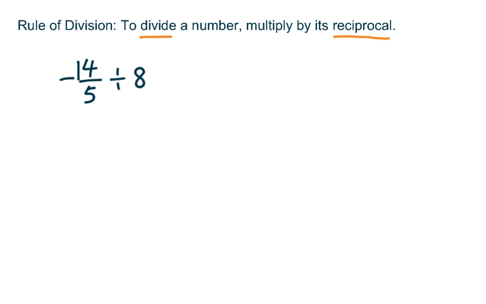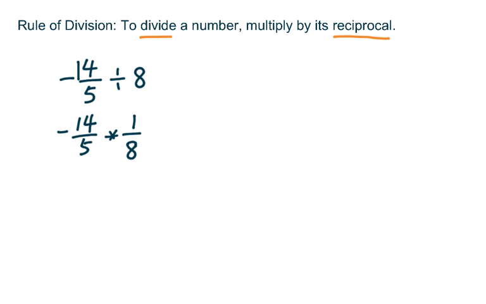The next example is negative 14 over 5 divided by 8. So it's a fraction divided by a whole number. What we need to do is again follow the rule. So we keep the first number and multiply by the reciprocal of the second number. In this case, the reciprocal of 8 is 1/8.